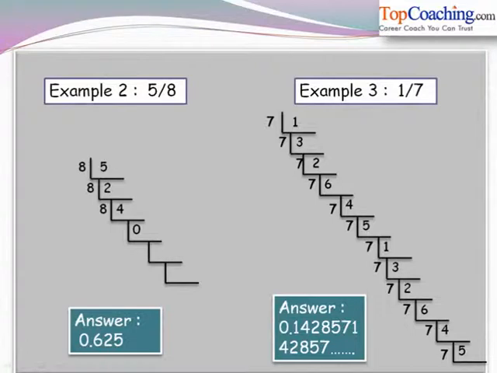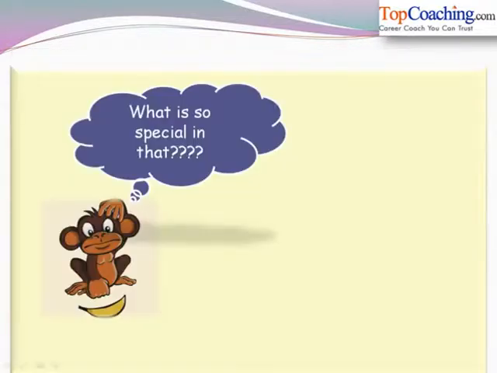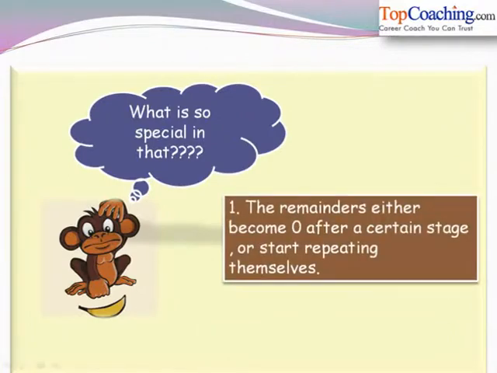Again 326451, and thus this is a case of non-terminating but recurring decimal. But what is so special in that? We have seen the division of all these three numbers, but what exactly is the striking feature in all these examples? The first is, remainders either become 0 after a certain stage or start repeating themselves.